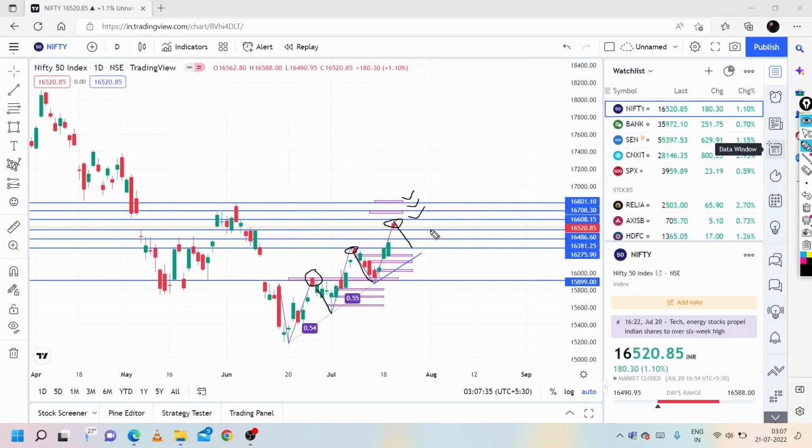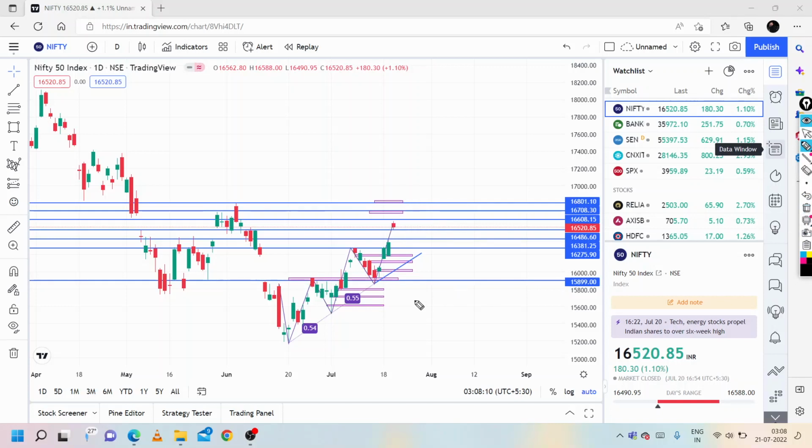Also, if you see the OI data, the highest number of call OIs is around 16,600 and the highest number of put OIs is at 16,500. So 16,600 is a strong resistance, 16,500 is a strong support. So the market hopefully will expire between this range of 16,500 to 16,600, but the overall sentiment is negative. So 16,600 will act as a strong resistance.